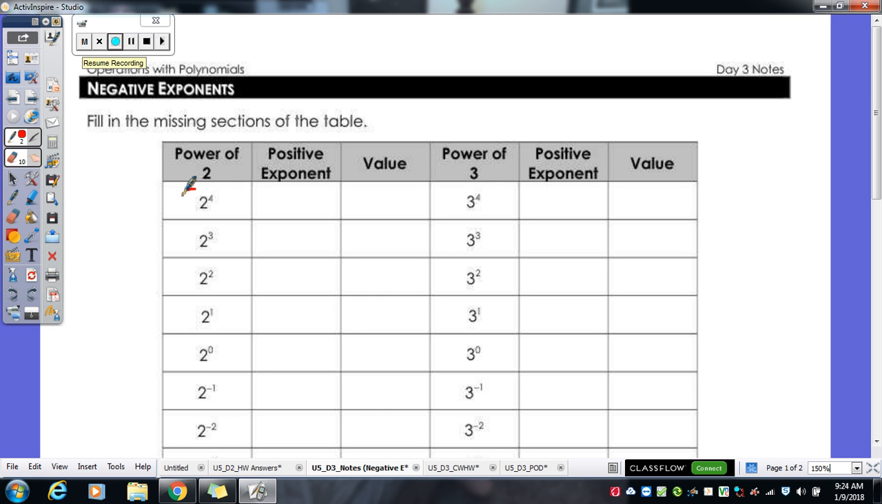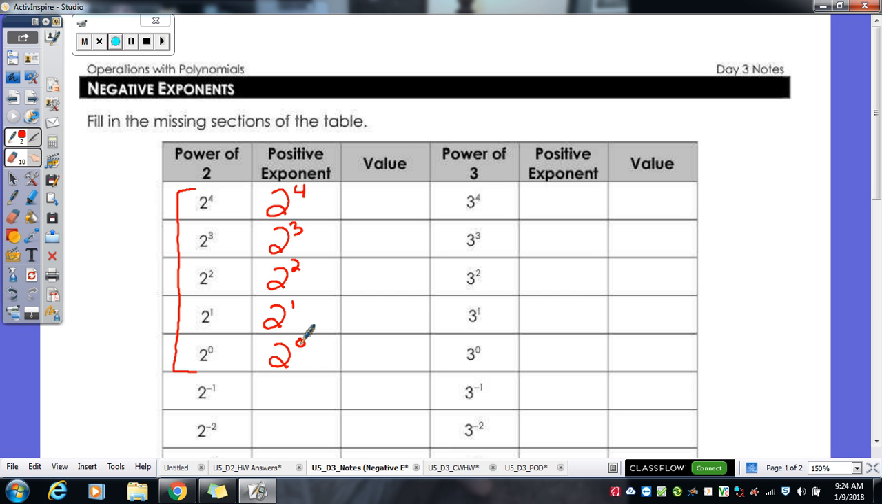So for these first ones here, if you notice the next column, it says to write it as a positive exponent, but those already are positive exponents. So these are going to be exactly the same. So that's still going to be 2 to the 4th, 2 to the 3rd, 2 squared, 2 to the 1st, 2 to the 0. Okay.